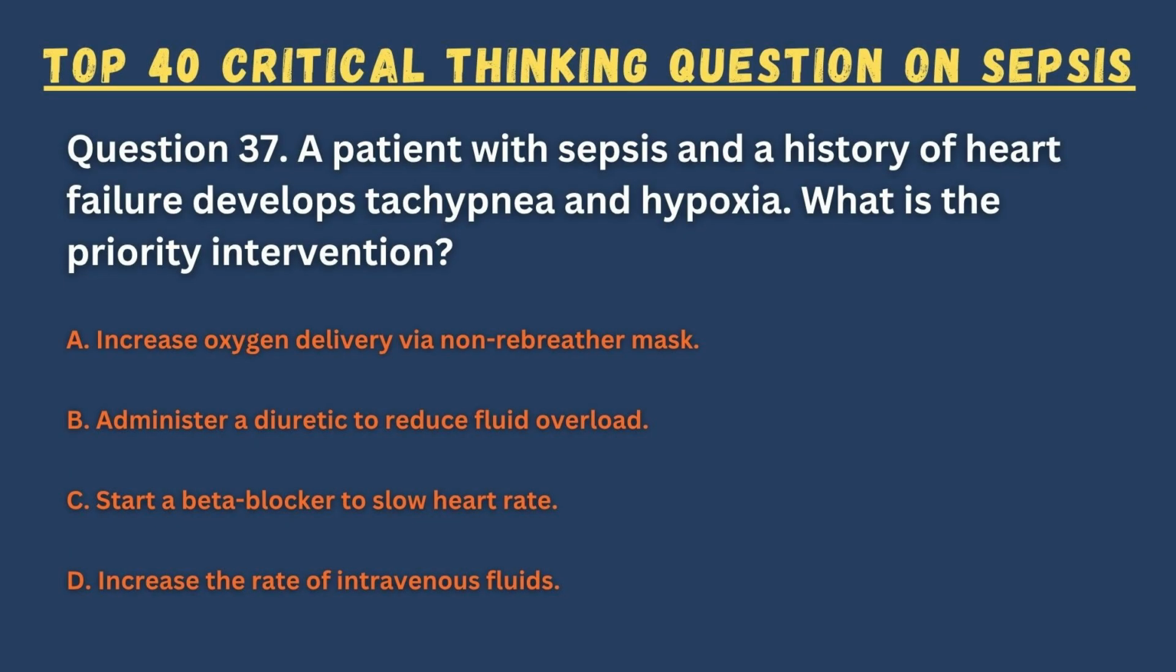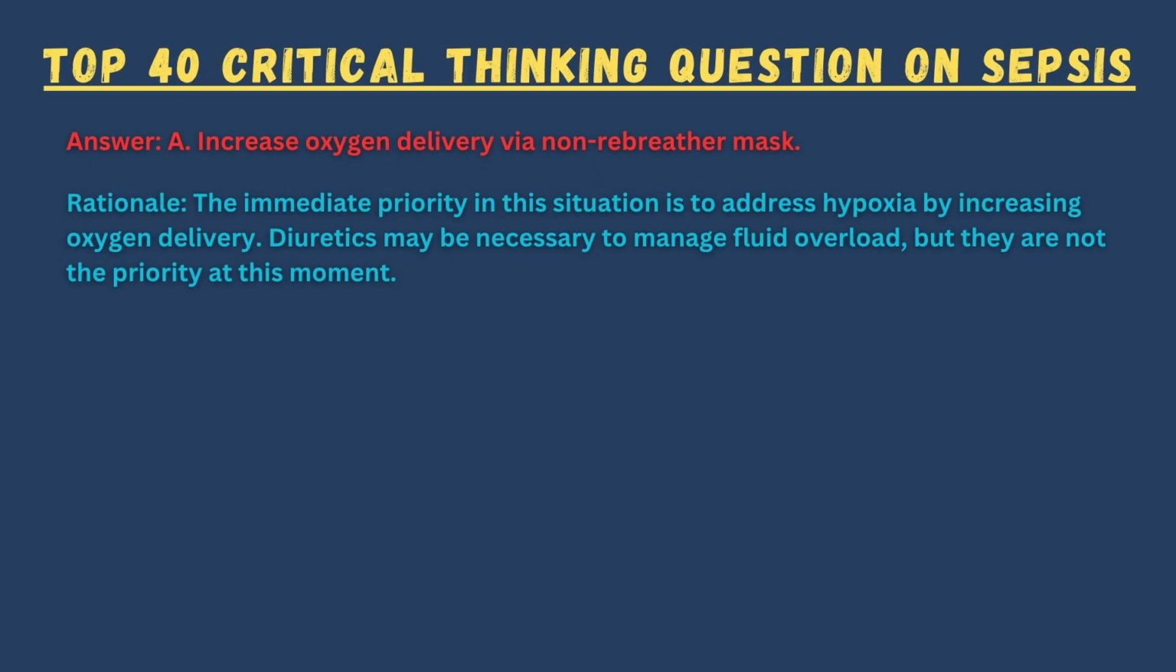Question 37. A patient with sepsis and a history of heart failure develops tachypnea and hypoxia. What is the priority intervention? A. Increase oxygen delivery via non-rebreather mask. B. Administer a diuretic to reduce fluid overload. C. Start a beta blocker to slow heart rate. D. Increase the rate of intravenous fluids. Answer. A. Increase oxygen delivery via non-rebreather mask.